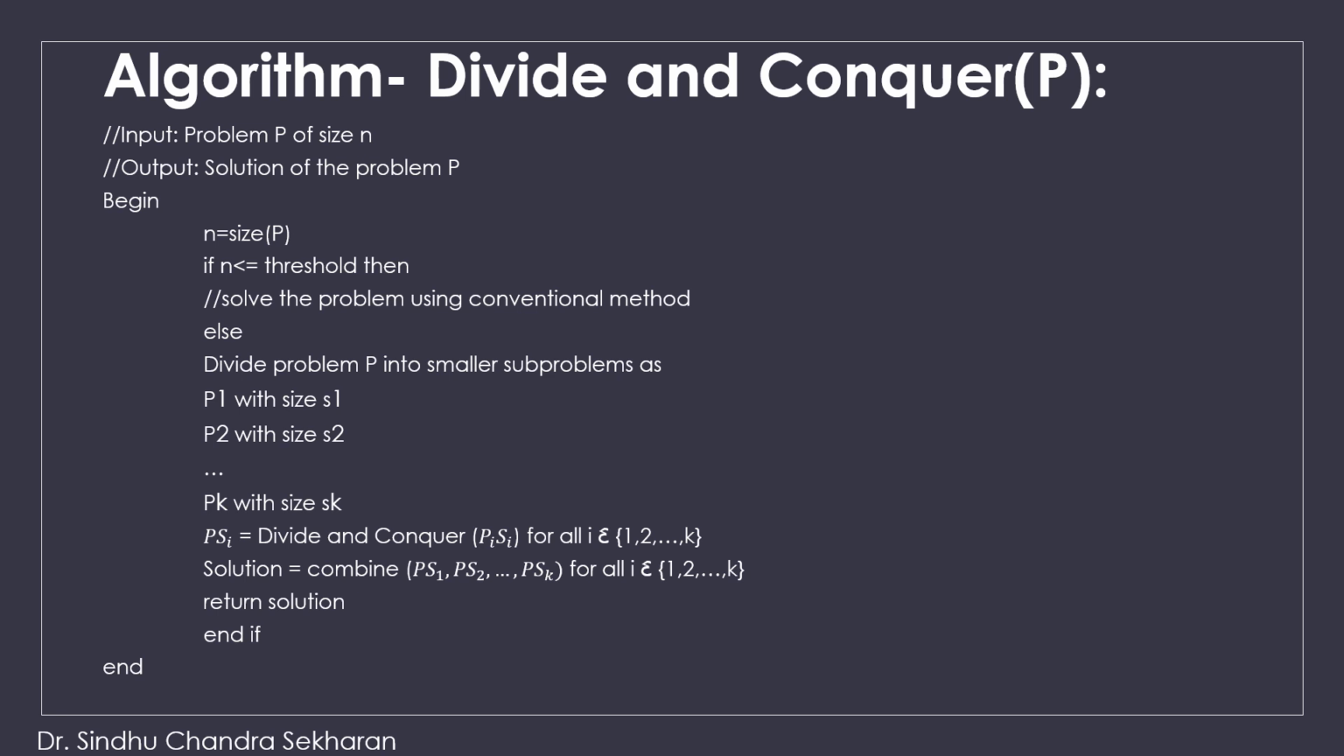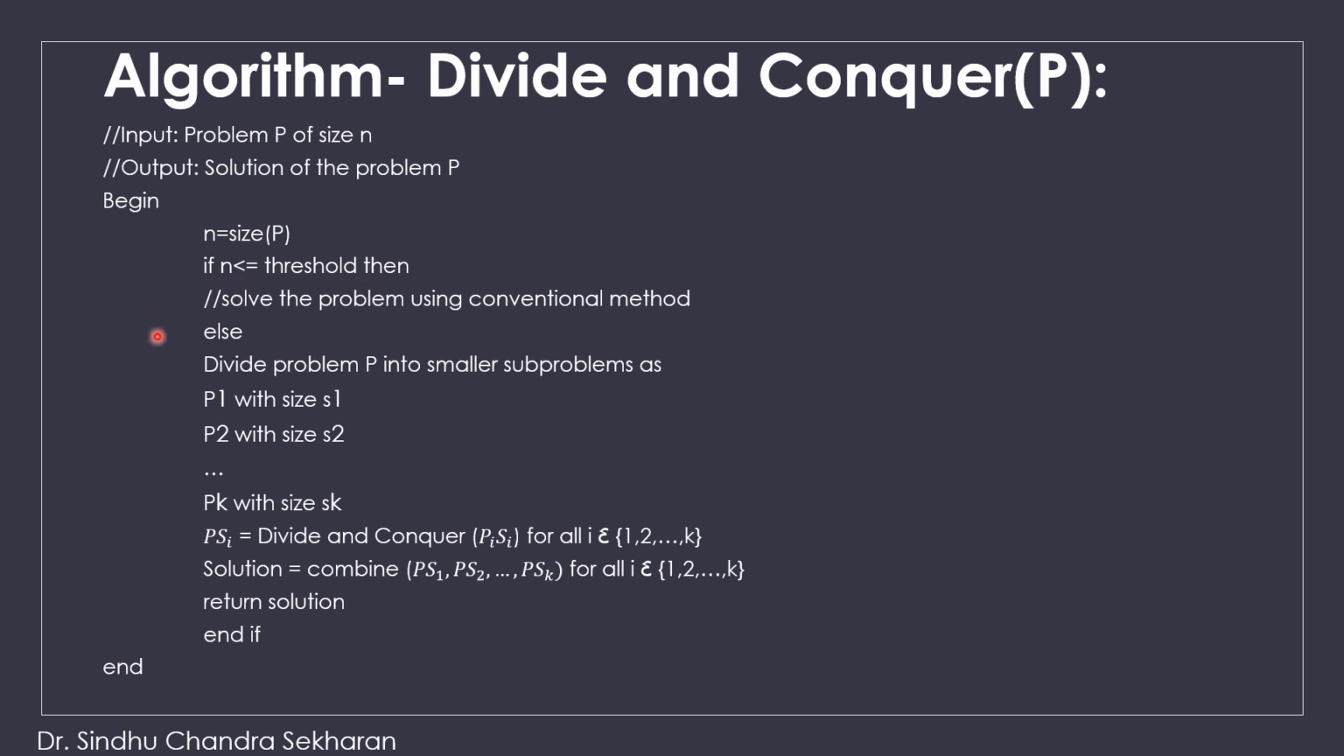So first, what we are going to do is identify the size of the problem and assign it as n. If this n is less than or equal to the threshold, then I will be solving the problem using a conventional method. Say, for example, if it is a factorial of n. There is always a small value where I should know the answer. So factorial of 1 is 1. That is the smallest value, which is below or equal to my threshold.